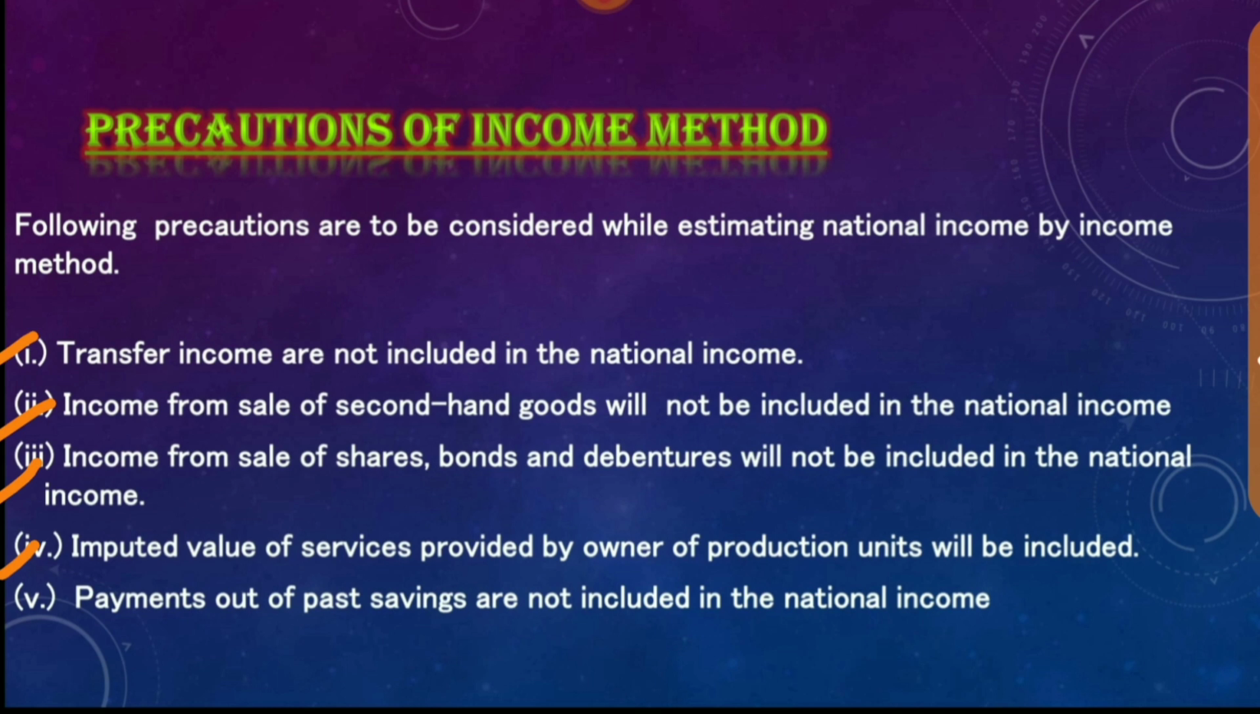And the fifth precaution, students: payments out of past savings are not included in national income because they do not add to the current flow of goods and services.